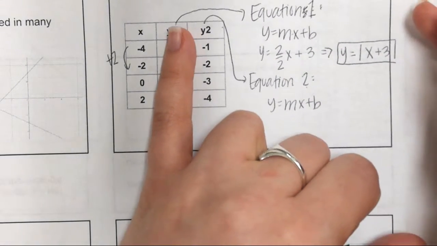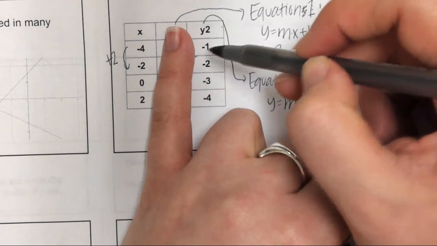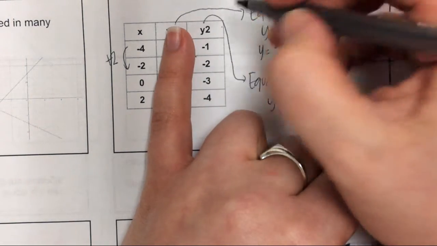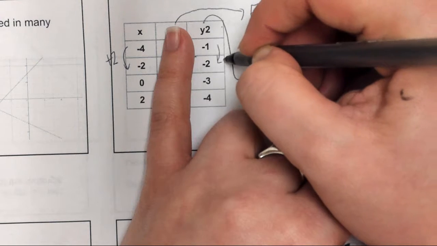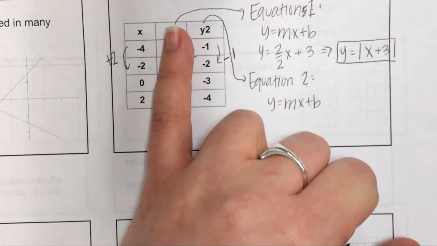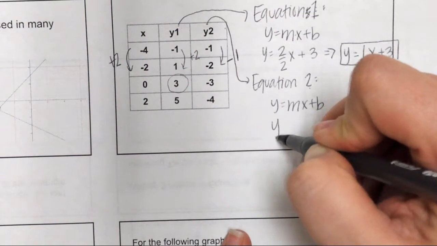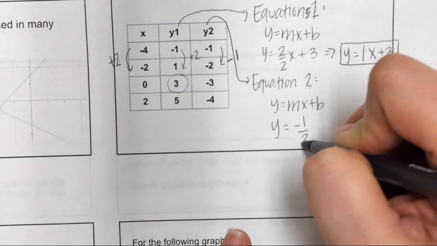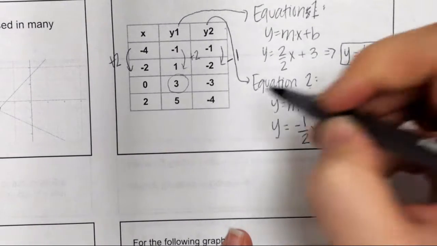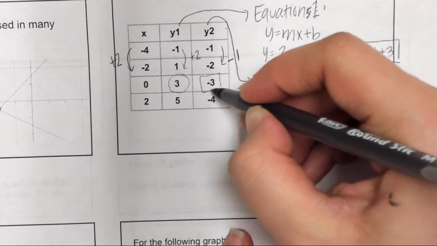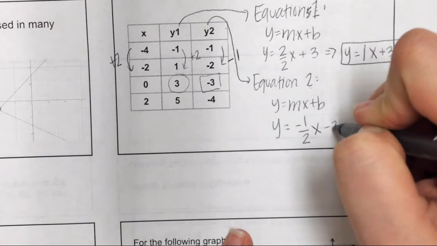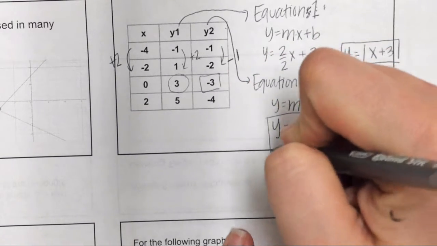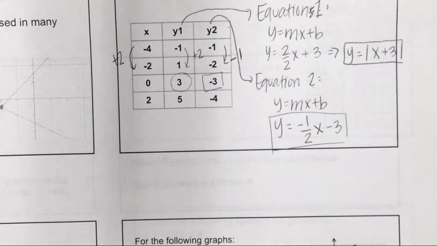Equation number two. My change in x is still plus 2, and my change in y now is minus 1. So my slope, change in y over change in x, is negative 1 over 2x. And then my y-intercept is minus 3.